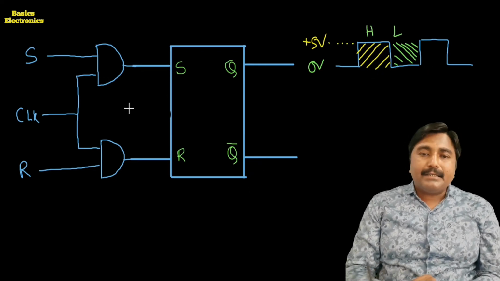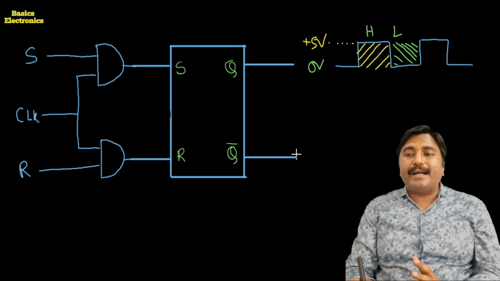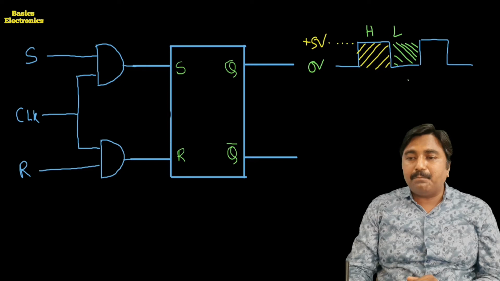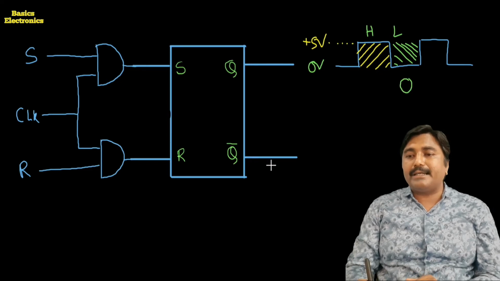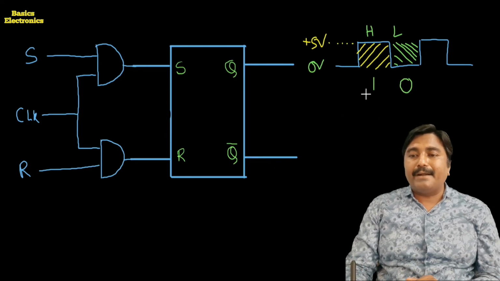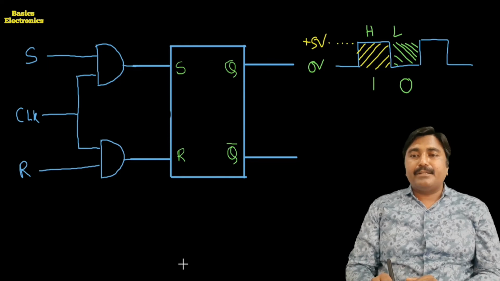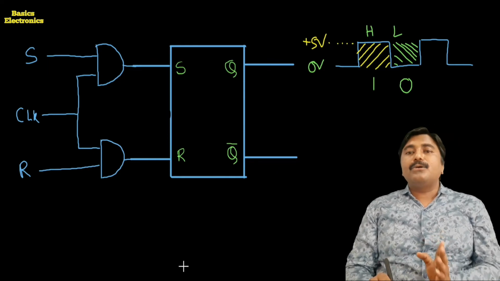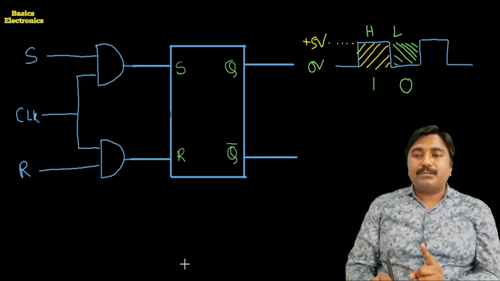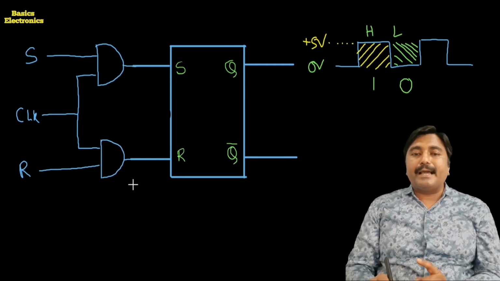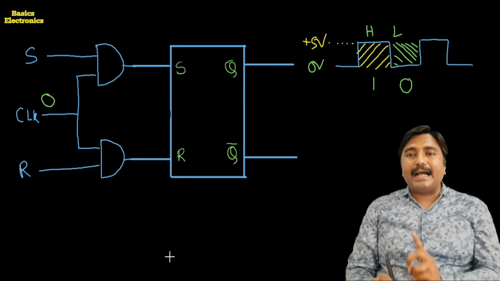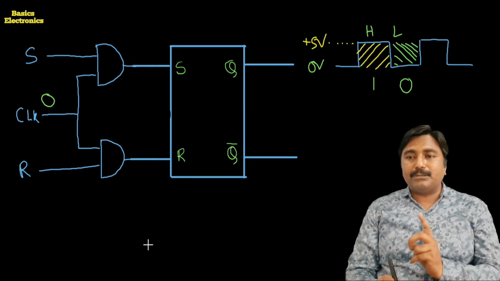We consider the low time first. When there is a low time of the clock pulse, it means the binary value of the clock is equal to 0, and when there is a high time, the binary value of the clock pulse is equal to 1. So when I say there is a low time, it means 0, and when it is high, it means 1.